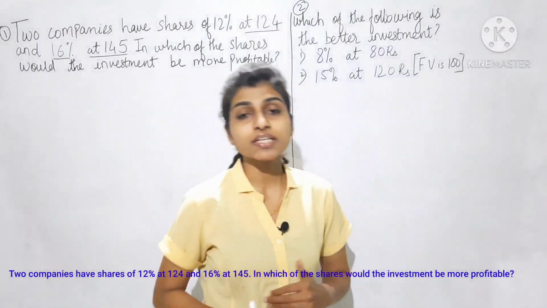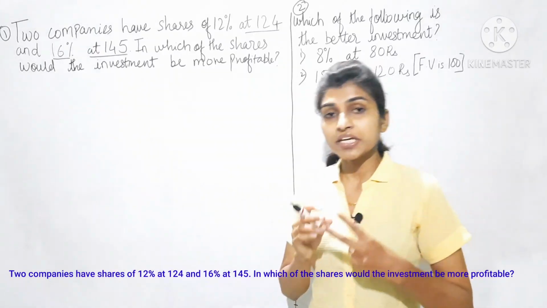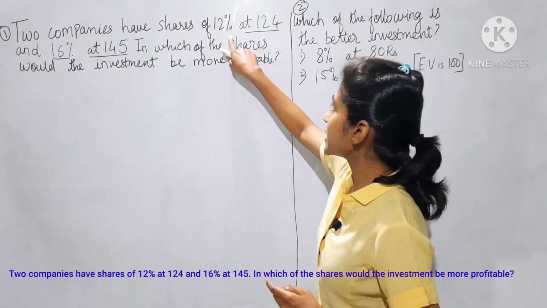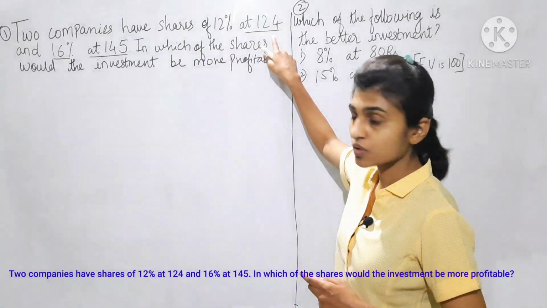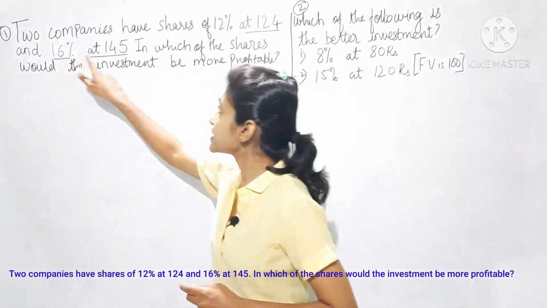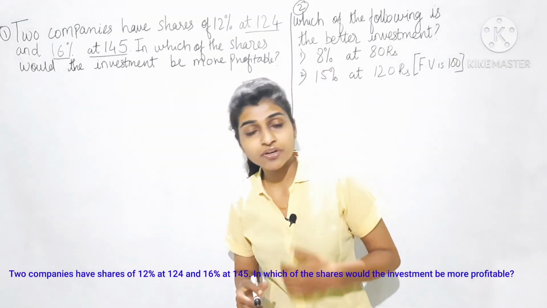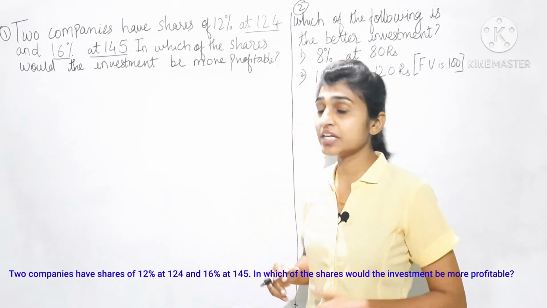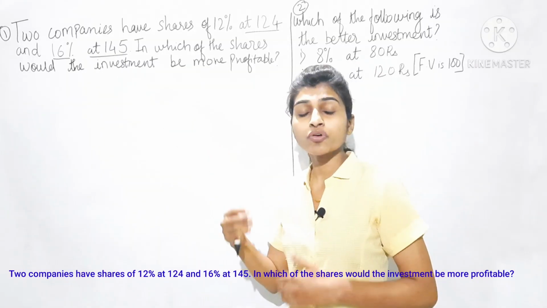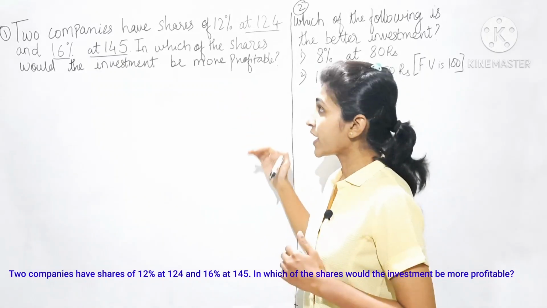Now in this example, they have given us two companies. One company is having share of 12% at 124 rupees, and the second company is having shares of 16% at 145 rupees. Now if the investor wants to invest in the two companies, which investment or which share will give him more profit? So we have to find that.